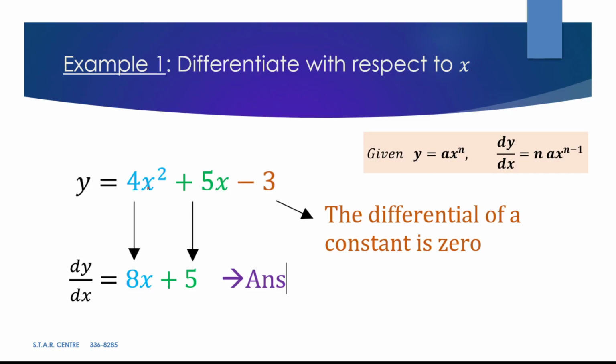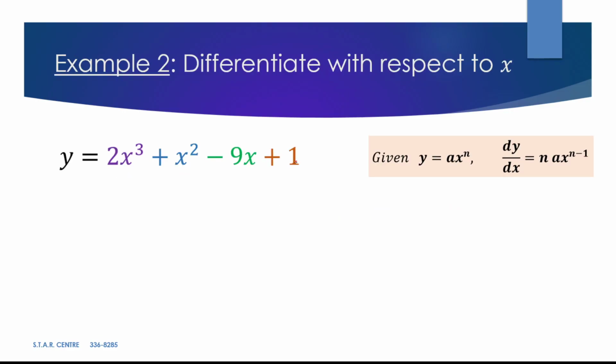So again, just to go through it one more time. To differentiate 4x squared using the power rule, we bring the power to the front. So this is a, 4 is a, and n is 2, right? So I'm bringing the power to the front and multiplying. So 2 multiplied by 4 gives 8. And for the power here, I'm subtracting 1. 2 minus 1 is just 1. So I have 8x to the power of 1, which is just 8x. And so on for each term.